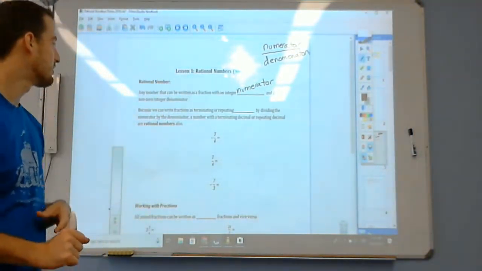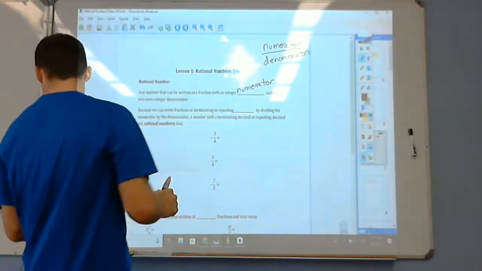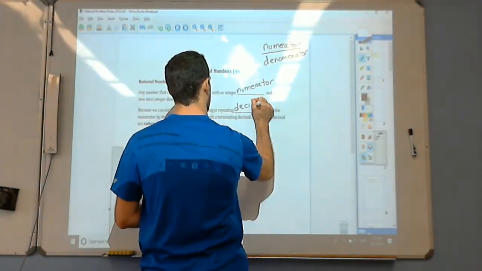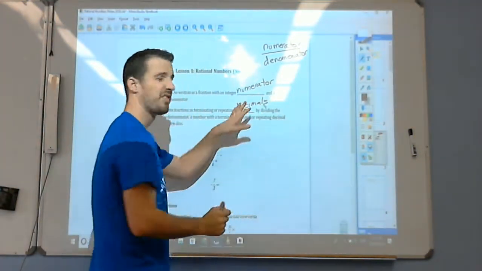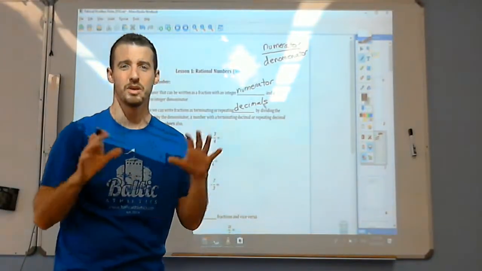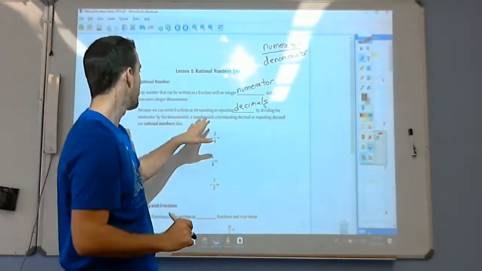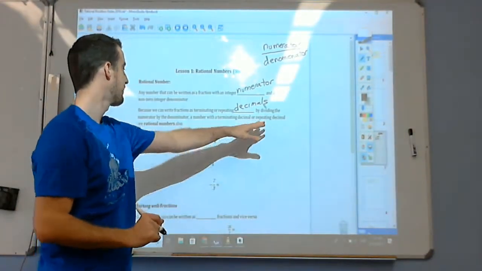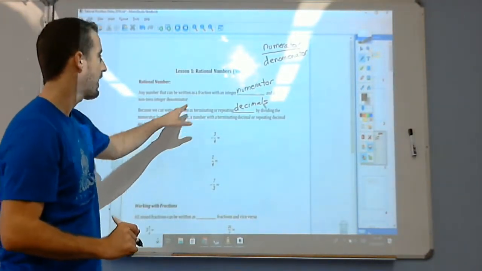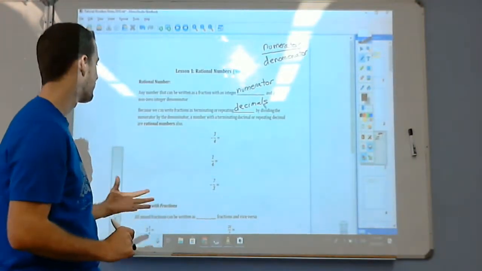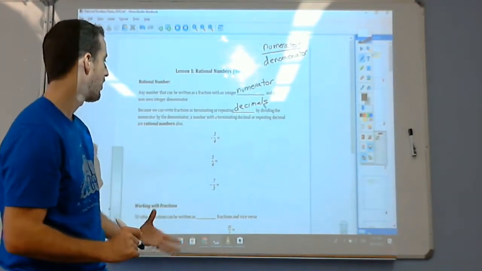Because we can write fractions as terminating or repeating decimals, I'm going to fill in the blanks as we go along so it helps you follow along. I won't have them pre-written and we know when to add stuff, okay? So because we can write fractions as terminating or repeating decimals by dividing the numerator by the denominator, a number with a terminating decimal or repeating decimal are rational numbers also.